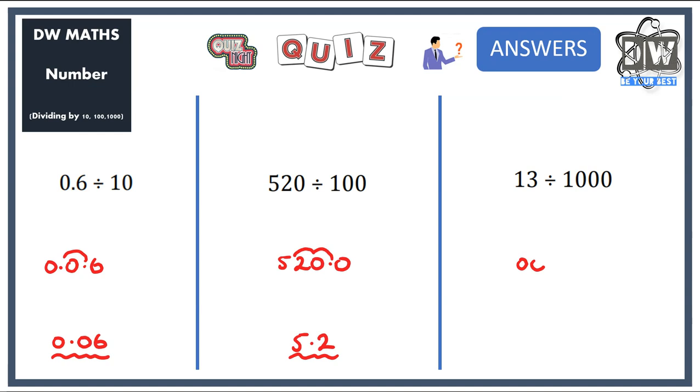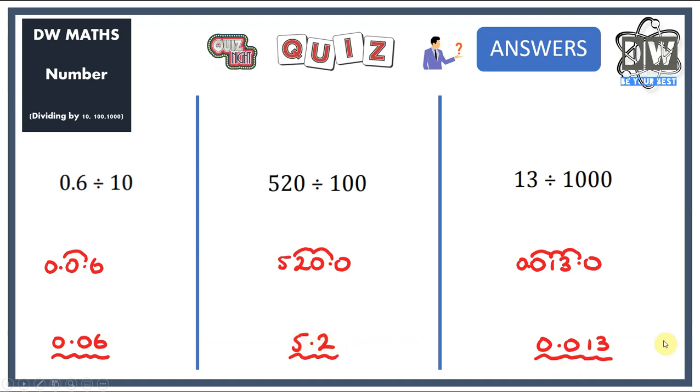And on the last one, we end up moving it 3 spaces. So I needed to add a few zeros there. And we end up with 0.013. Now, some people ask, do I write this 0 so I could write 5.20? Mathematically, you should just chop off that 0 at the end because it doesn't change the value. 5.2 is the same value as 5.20.